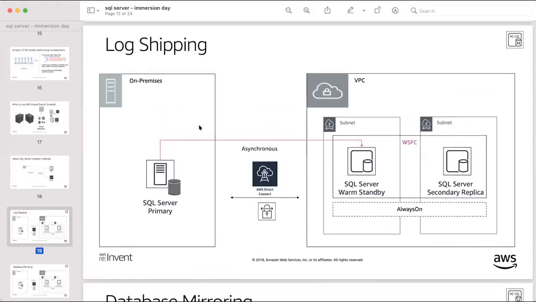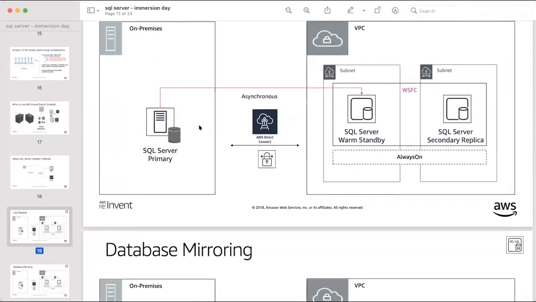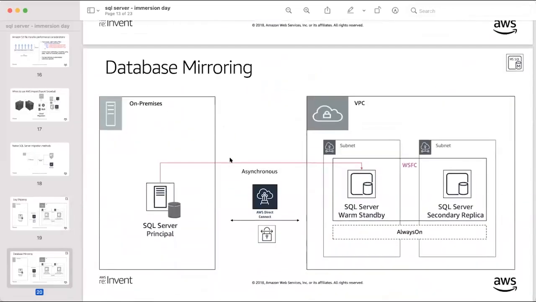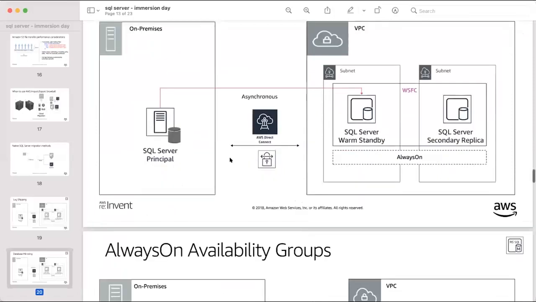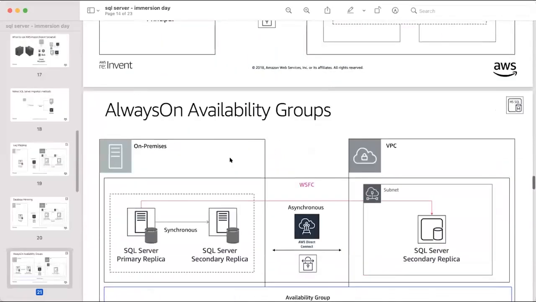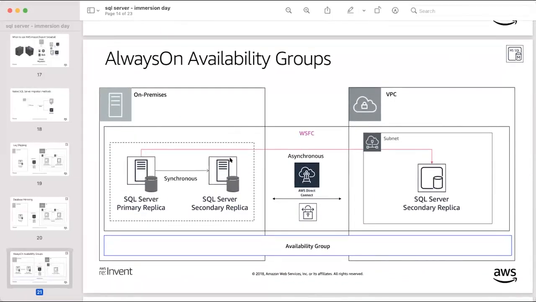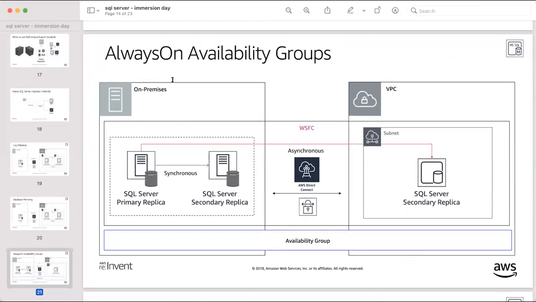Same thing with the database mirroring approach. Again, you do have the principle, and you're basically mirroring the data. You also have the availability groups where you have the primary and secondary. This is probably a more common scenario where on premises you may have the primary and secondary. So this is your first level of high availability and disaster recovery option. Even if the entire data center goes down, even the secondary goes down, it may fail over to the SQL Server secondary replica.